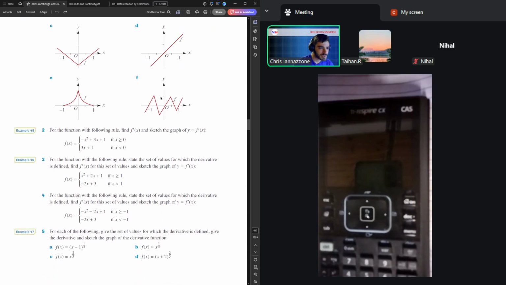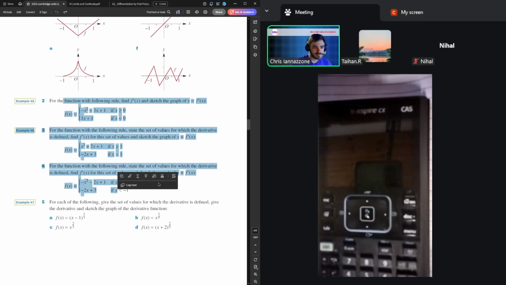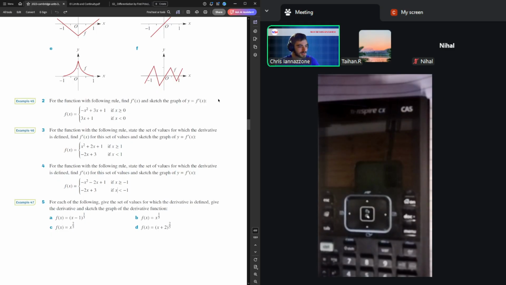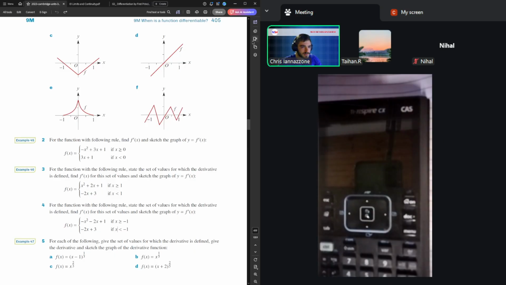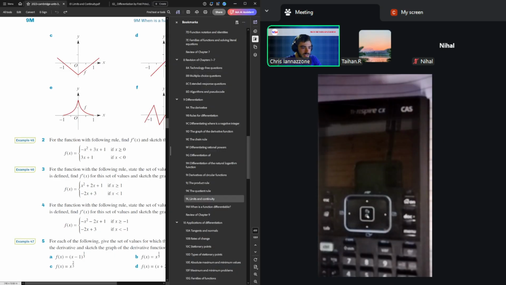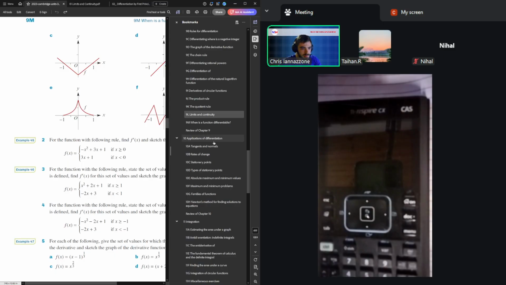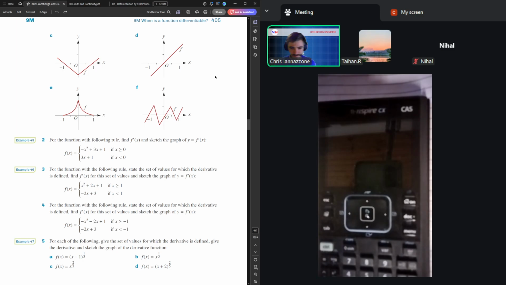Yeah, so any sharp edges, you just say definitely not differentiable there. For these sorts of things you have to sketch the graph and then go off of that. And that'll about do it for chapter 9 diff. As of next week we'll start looking at the applications of diff, doing the tangents and normals, rates of change related stuff. Yeah, actually applying our diff to things.